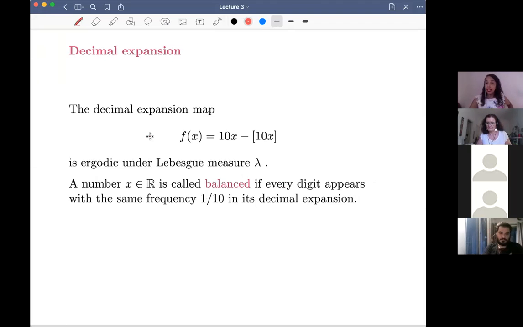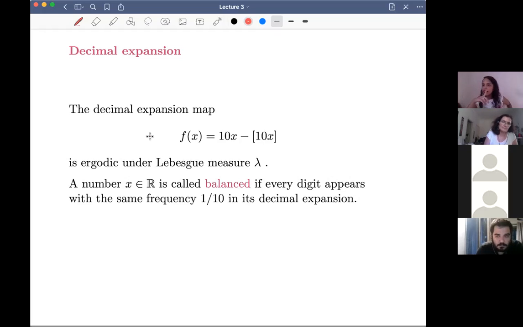And let's define what a balanced number is. A balanced number is a number in which every digit appears with the same frequency. You have the decimal expansion of a number, and it's called balanced if each digit appears with the same frequency 1/10. You have 0 to 9, so if everyone has the same frequency, it has to be 1/10.